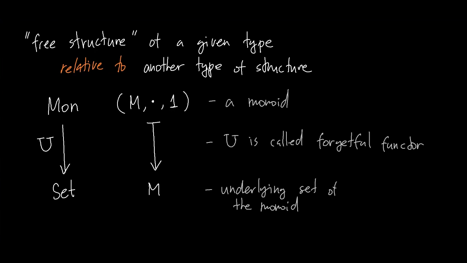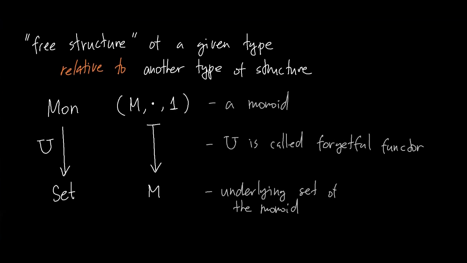Okay, now the idea of a free structure is to basically go backwards here. So we want to be able to, if at all possible, reverse this process of forgetting the structure. We want to begin with a set and put over it a monoid structure. But the problem is that there are many ways to do that. And so these different monoids over the same set will not be isomorphic. So the functor U doesn't actually have an inverse. It has, though, an adjoint.